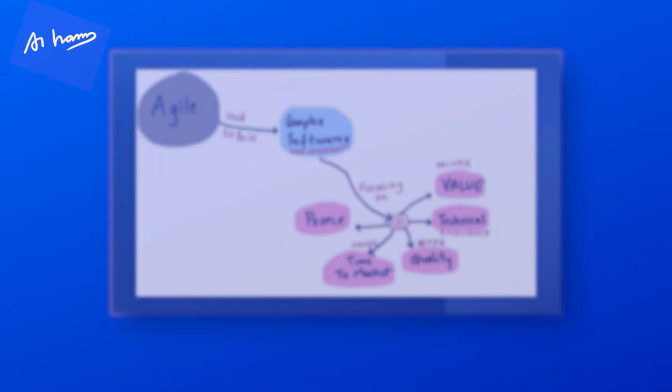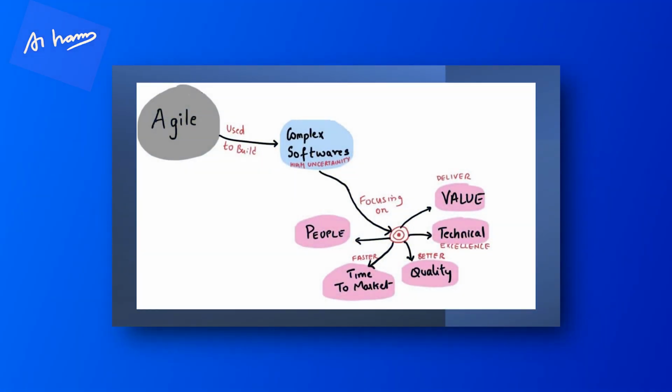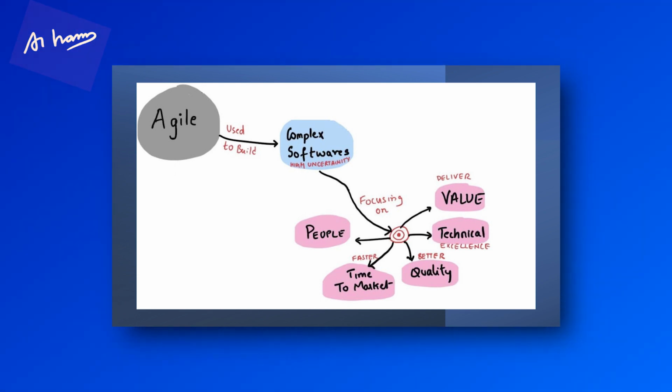Okay, so let's go ahead and understand more about Agile and complex software development. So what is the focus when building complex software? The first and foremost focus is delivering value to the customer. How soon can we deliver value to the customer? The faster we deliver value to the customer, the better it is, right?